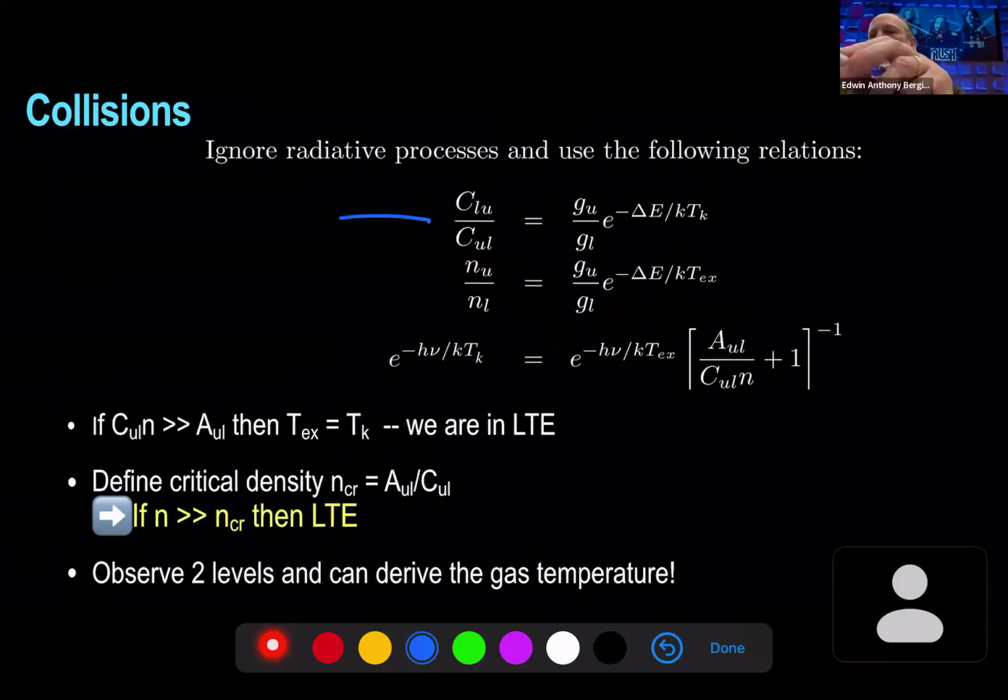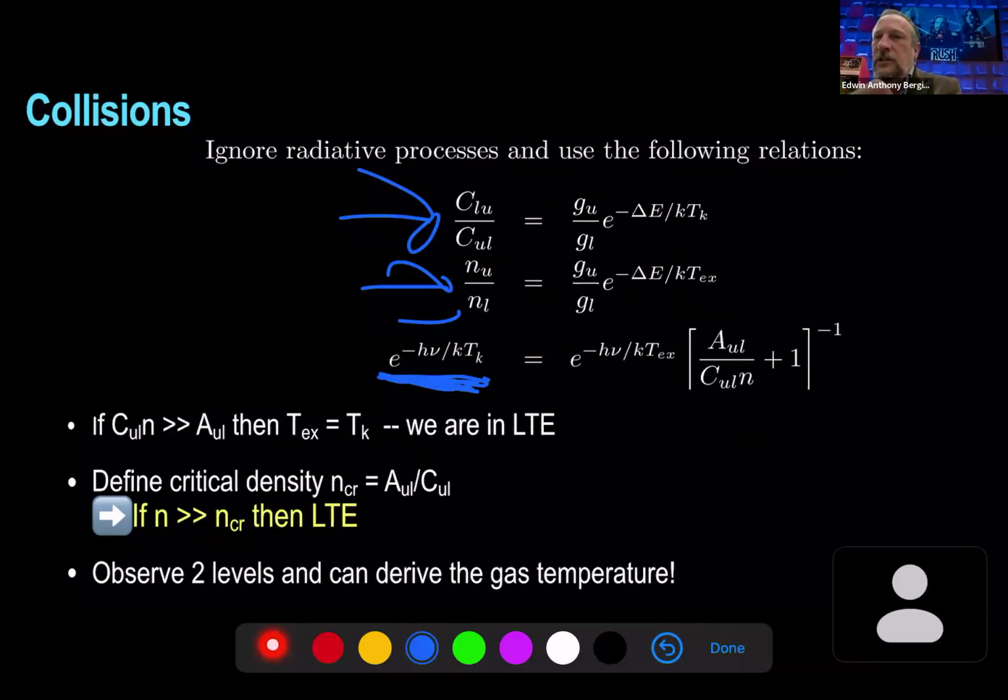My collisional rates are related by this thing. There's my Boltzmann quantity. Again, these are just givens. I can break this down here, where the collisional rates give me this term here. That's the kinetic temperature of the gas. This is what the molecule is seeing. We call that an excitation temperature.